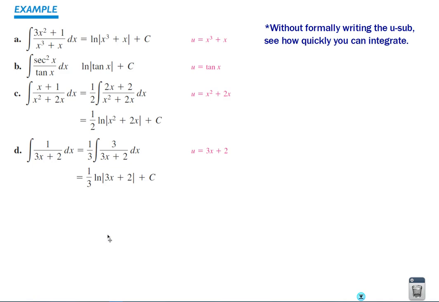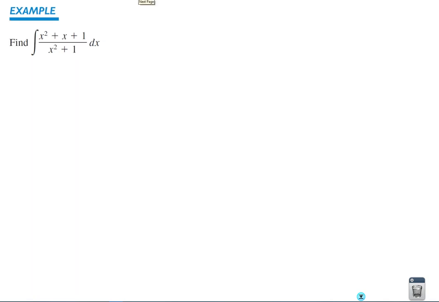Again, if this is a little bit more than your brain can handle right now, you would prefer to do the formal u sub, write it all out, perfectly fine. Okay, we'll get you to this point. We're all still learning and growing at this point in our time, in our lives. Okay, all right, let's try another one.